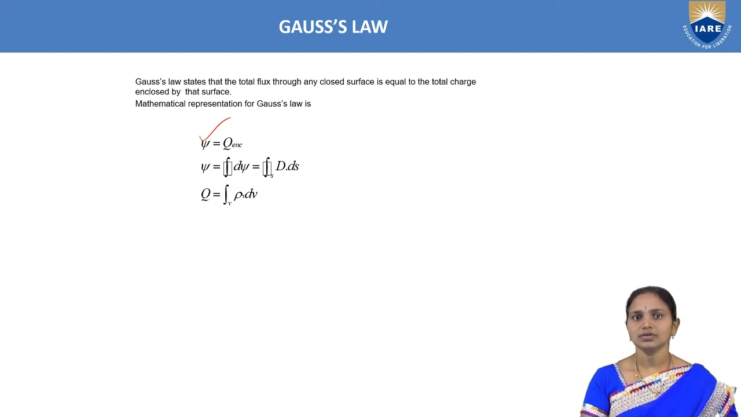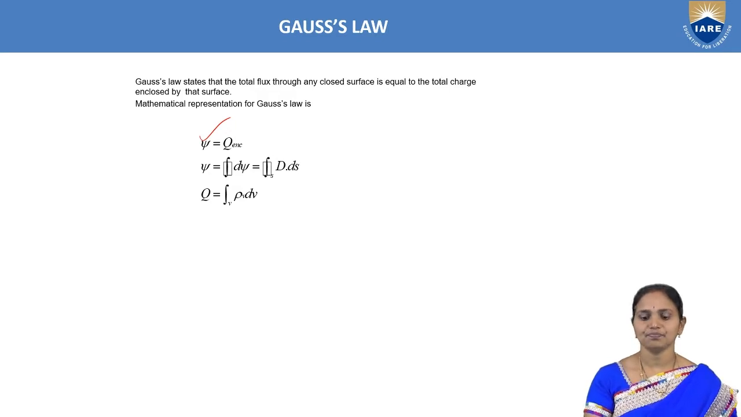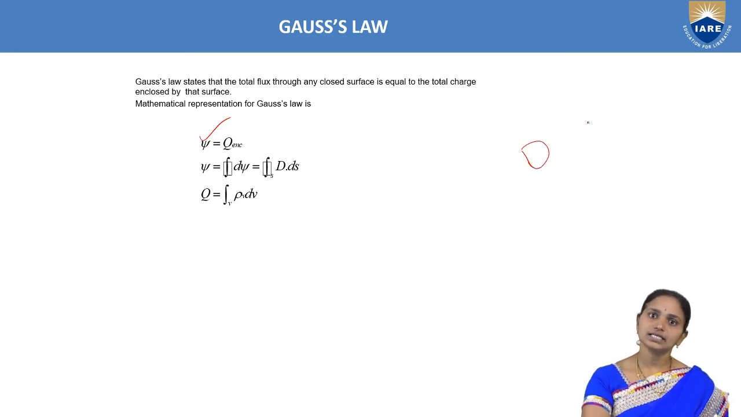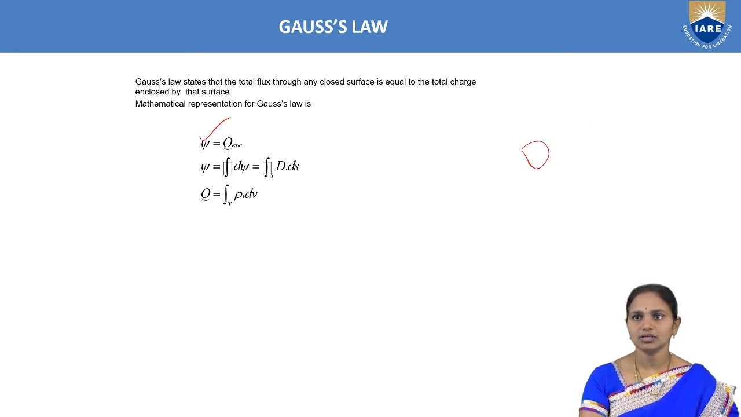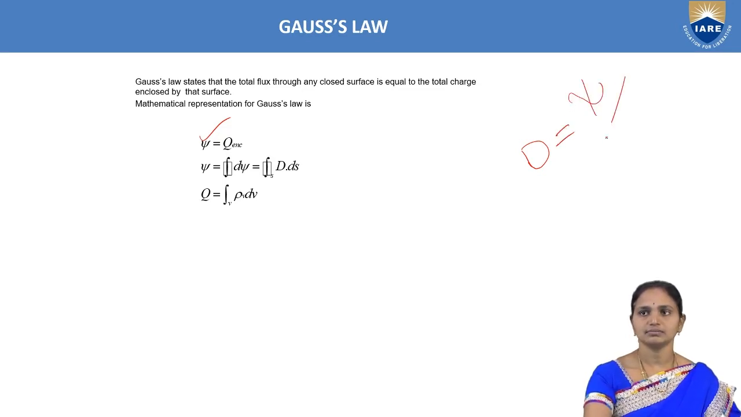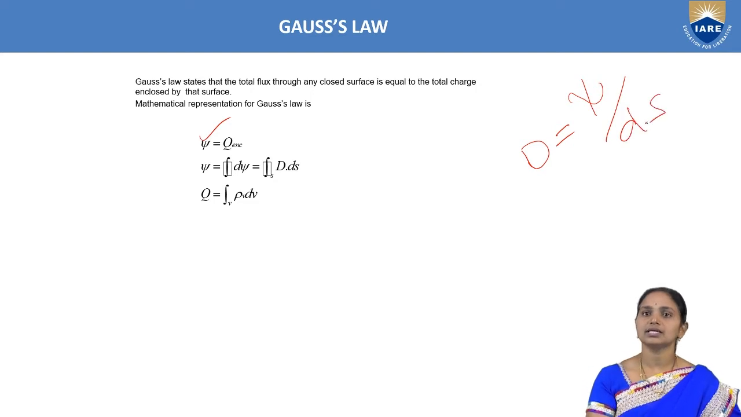Now we are trying to write electric flux in terms of flux density. Flux density is represented as D. Flux density, or electric displacement, another name we can take for D is displacement. This electric flux density is flux per unit area. This is psi by ds, where unit area here is ds.